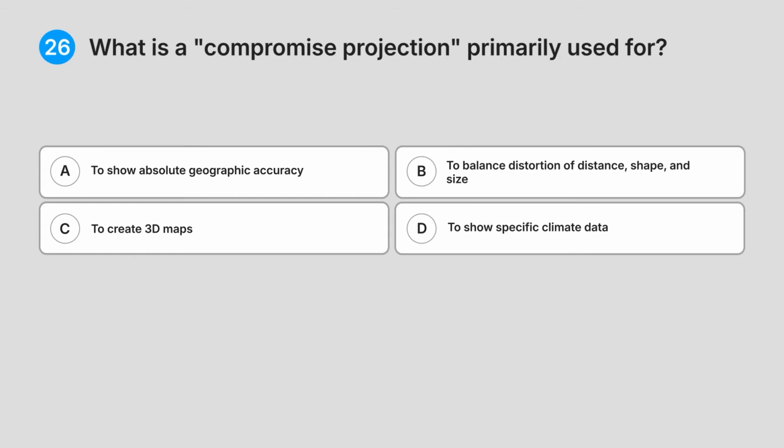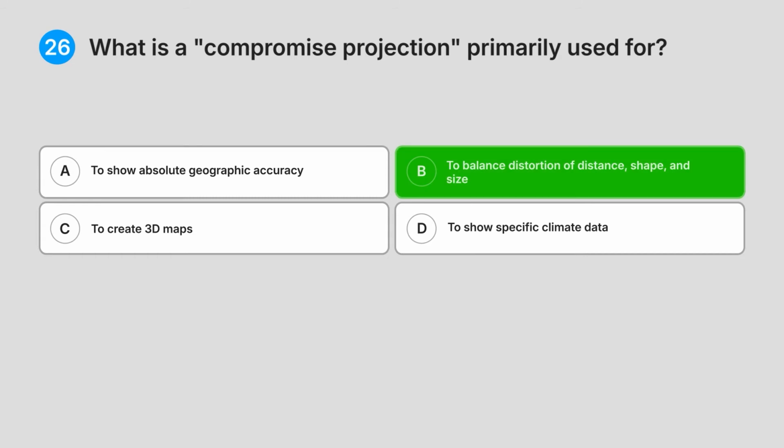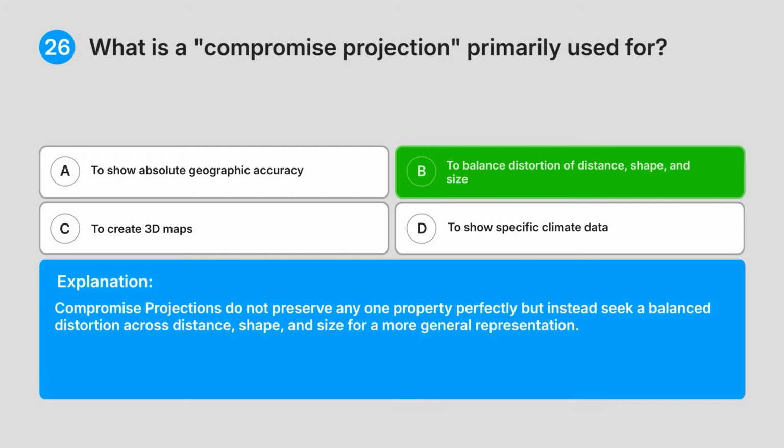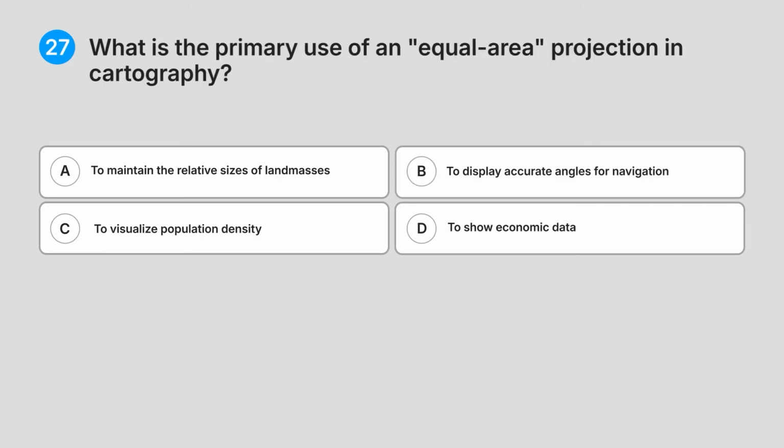Correct answer. B. To balance distortion of distance, shape, and size. Explanation. Compromise projections do not preserve any one property perfectly, but instead seek a balanced distortion across distance, shape, and size for a more general representation. 27. What is the primary use of an equal area projection in cartography?